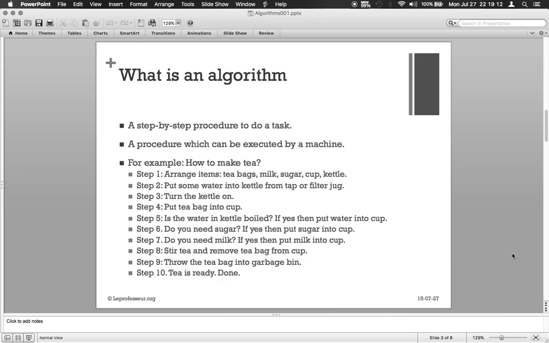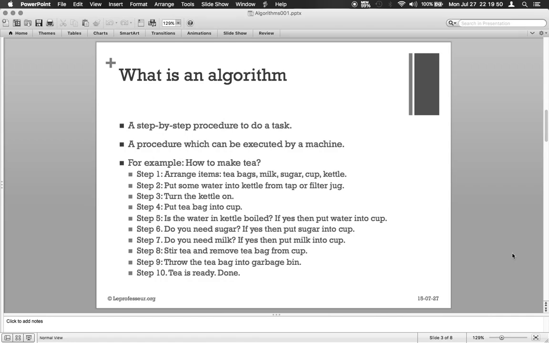But notice, we are talking here about detailed steps. Why detailed? Because if I ask a robot or a computer how to make tea, if I do not specify detailed steps, the computer will get confused. It will not do anything. Always remember, computer is a very smart machine, but it is a machine which acts on instructions.